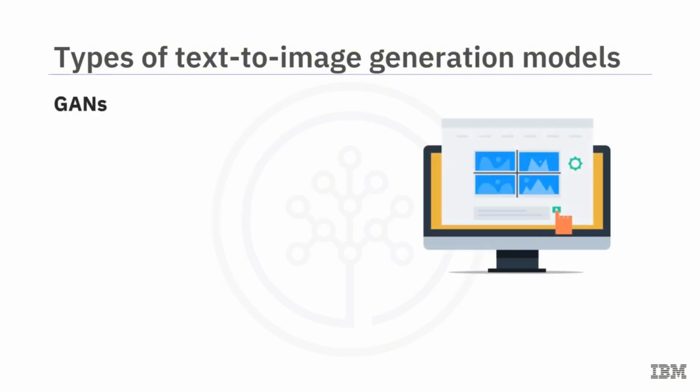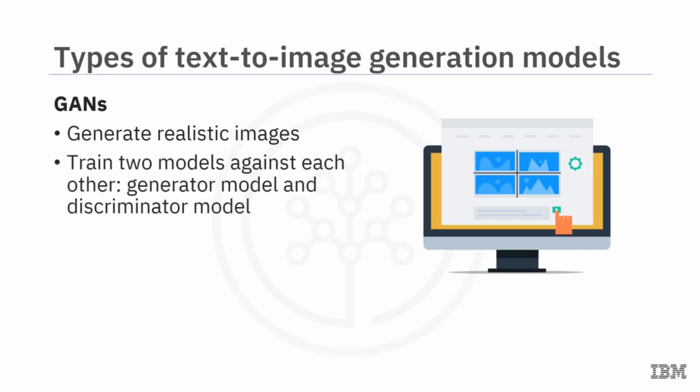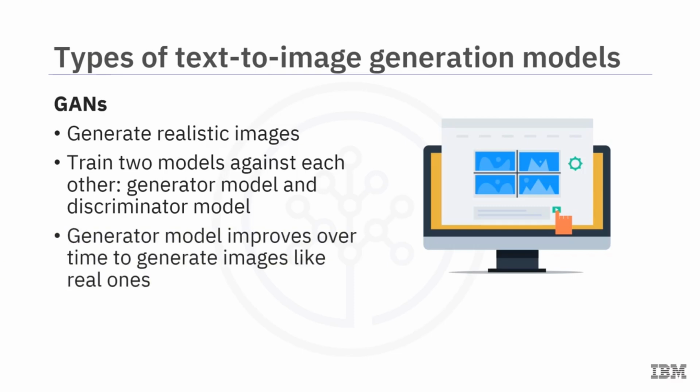GANs are a type of machine learning model that can be used to generate realistic images. They work by training two models against each other: a generator model that generates images and a discriminator model that distinguishes between real and fake images. The generator model is gradually improved over time until it can generate images that are indistinguishable from real images.